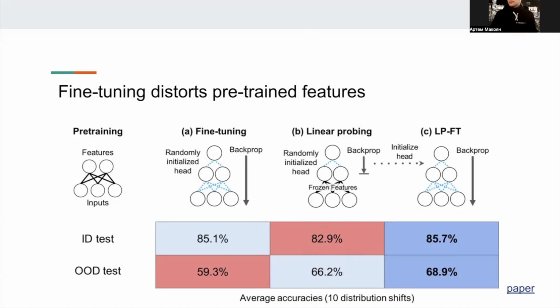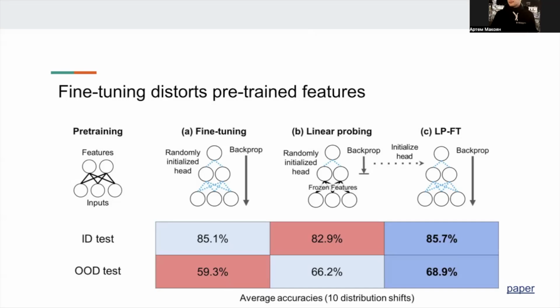If you don't change the backbone at all, you don't have enough accuracy on in-domain. If you change the backbone too much, you don't have enough accuracy on out-of-domain, because this is too much. It goes worse on out-of-domain. The idea is simple. Let's first use linear probing, and after that, use fine-tuning.